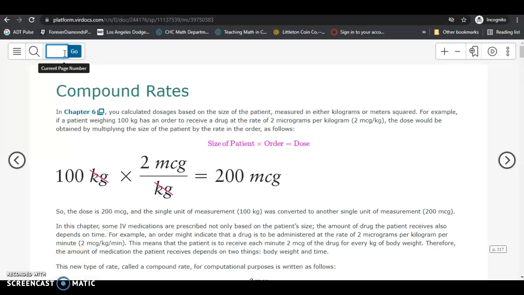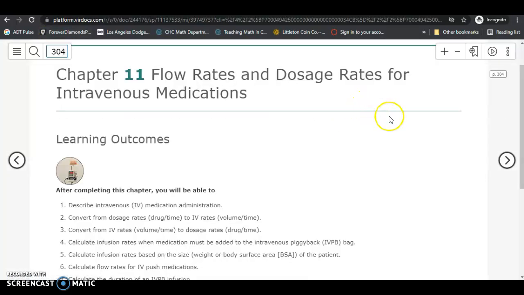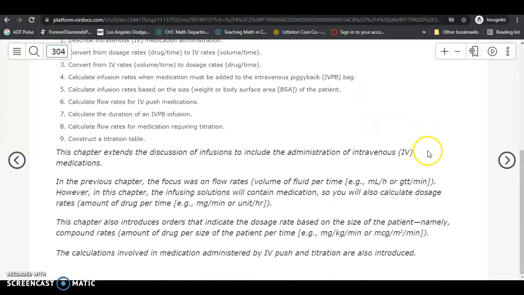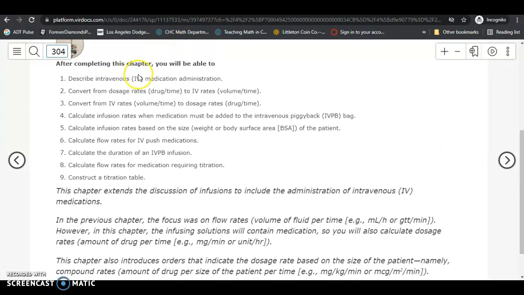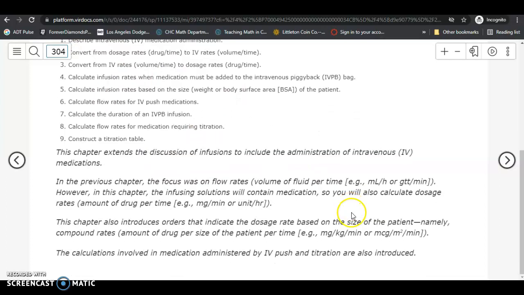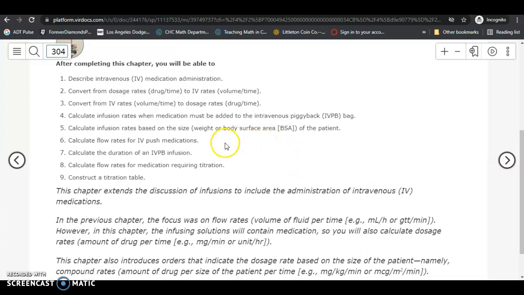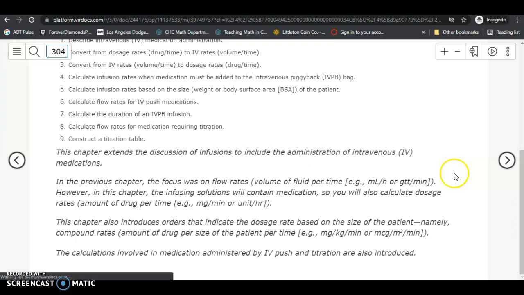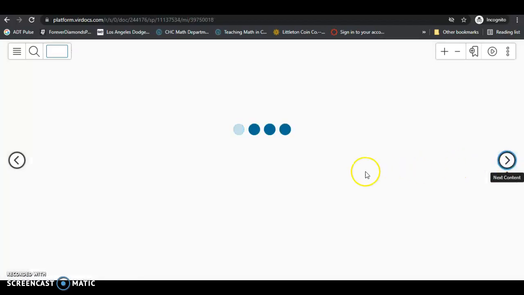Okay, so before we begin, let's go to the beginning of the chapter, which starts on page 304. It gives you a list of topics that are covered in this section. Due to the time constraints and the time we have left in the course, we won't be able to cover all of these topics, but we'll cover the majority of the topics that I've already listed. And then I may create additional videos for additional topics as necessary. So let's go ahead and go to the next page.